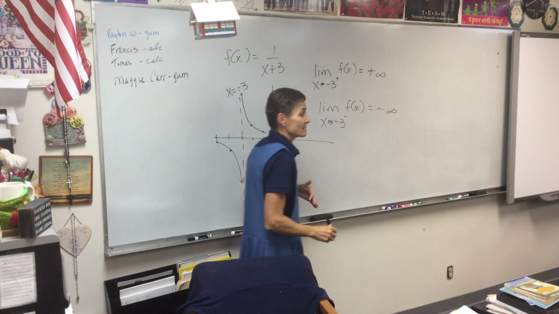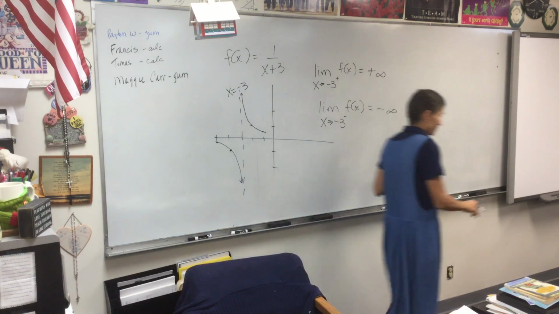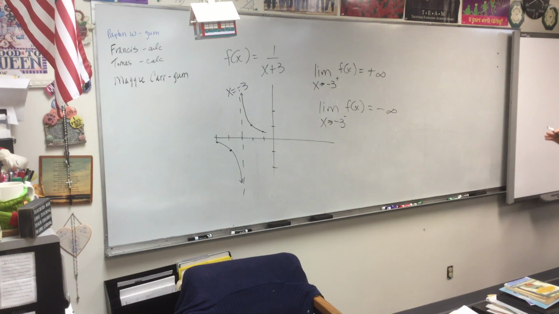So when the problem says, use limit notation to describe the behavior of the function at values not in its domain. Well, what's the only value not in its domain? -3. So we're telling what happens as we approach -3. Okay, so that's what those directions mean.